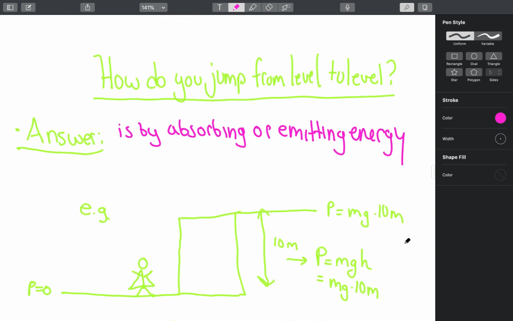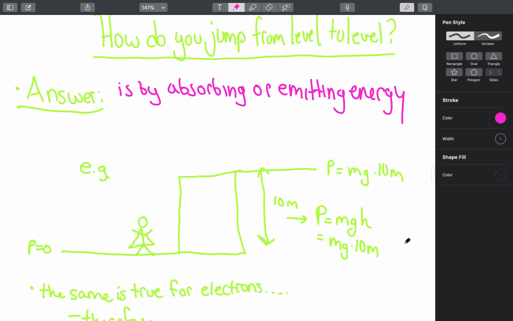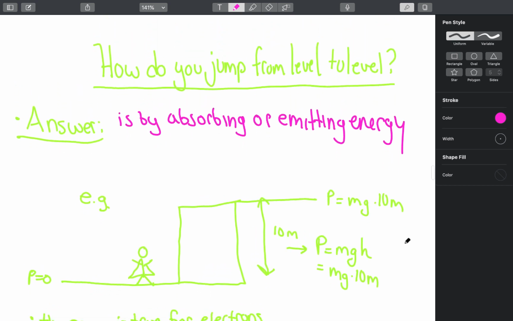So in order to understand this, I have the jumping analogy again. Say we have a superhero and he can fly really high. Imagine that we have the ground level and this really high step, and this high step is 10 meters tall. So let's say our superhero starts from a potential energy value equal to 0. So he's on the ground, his potential energy is equal to 0.